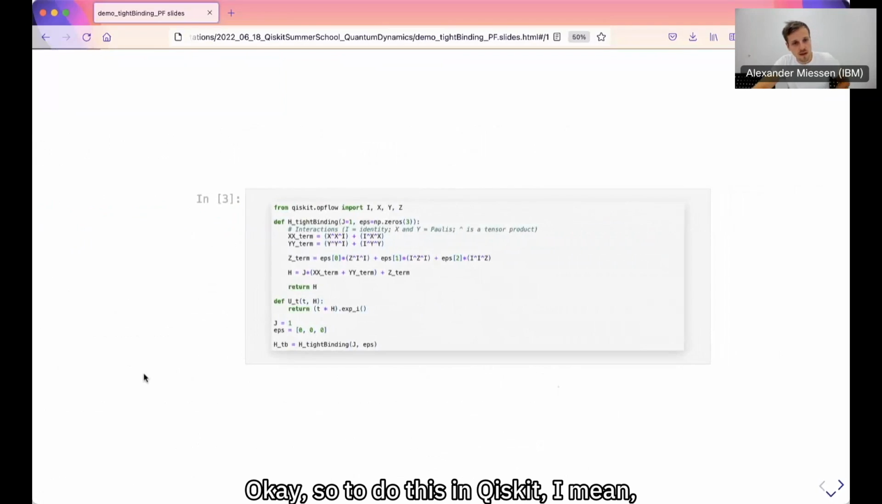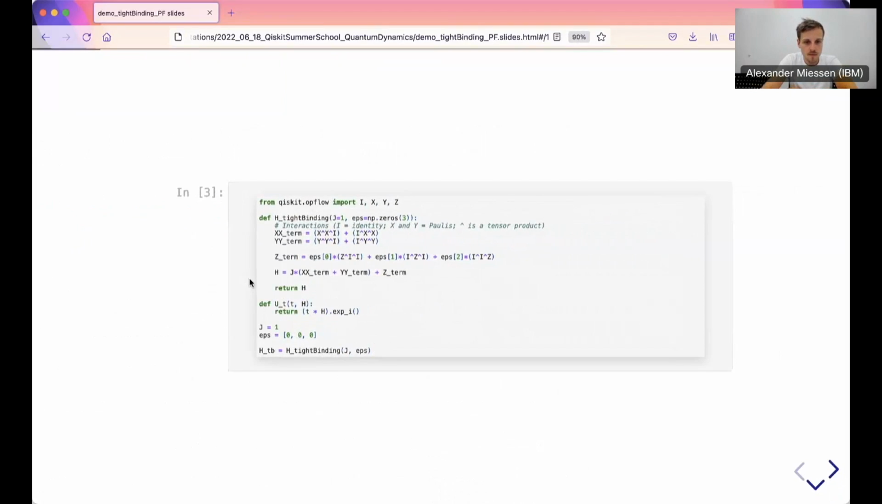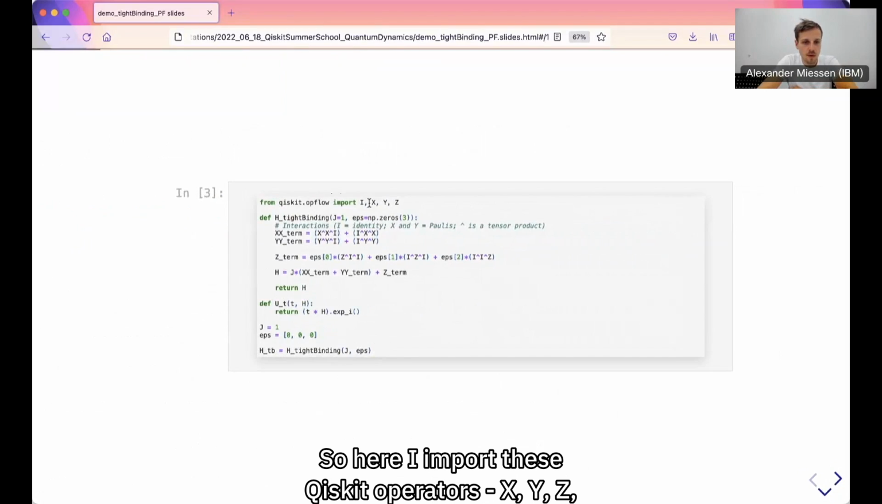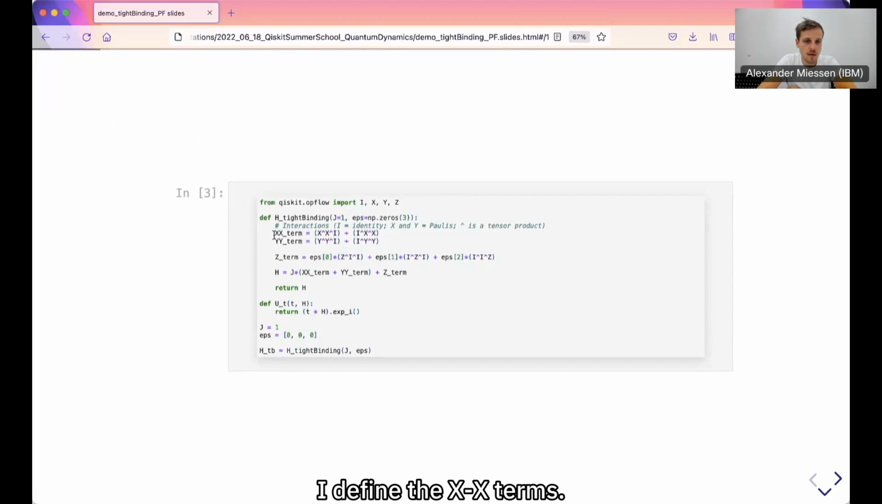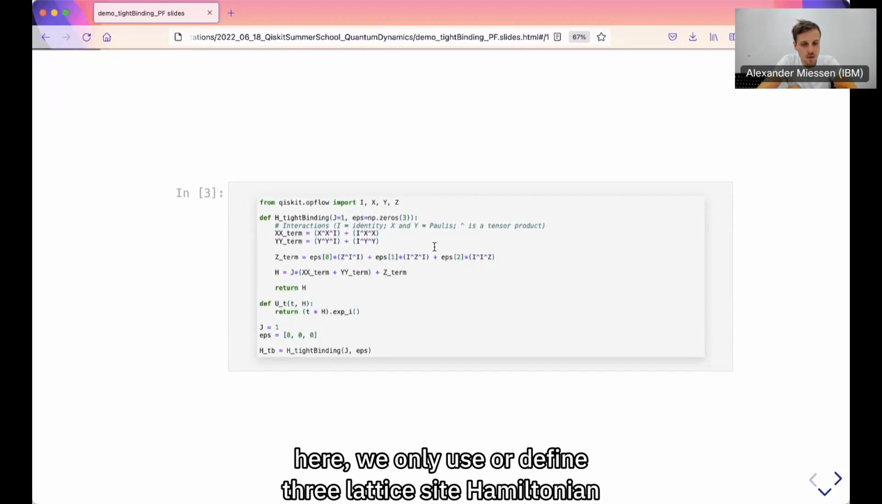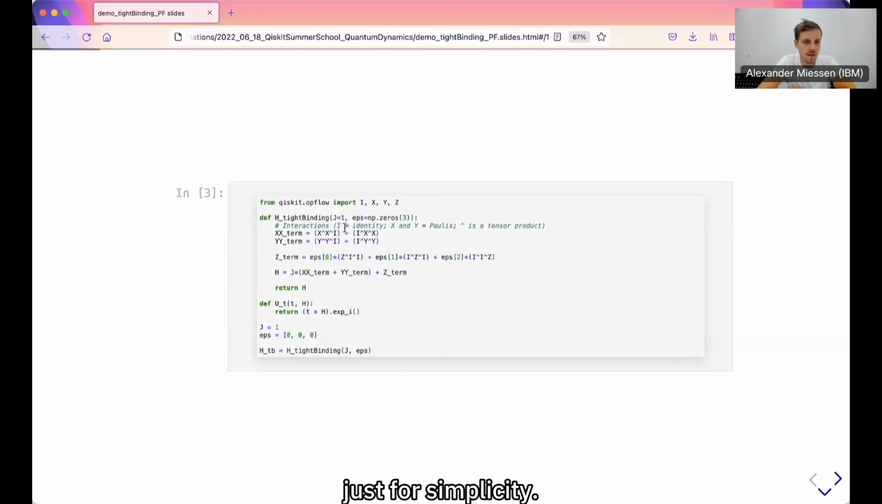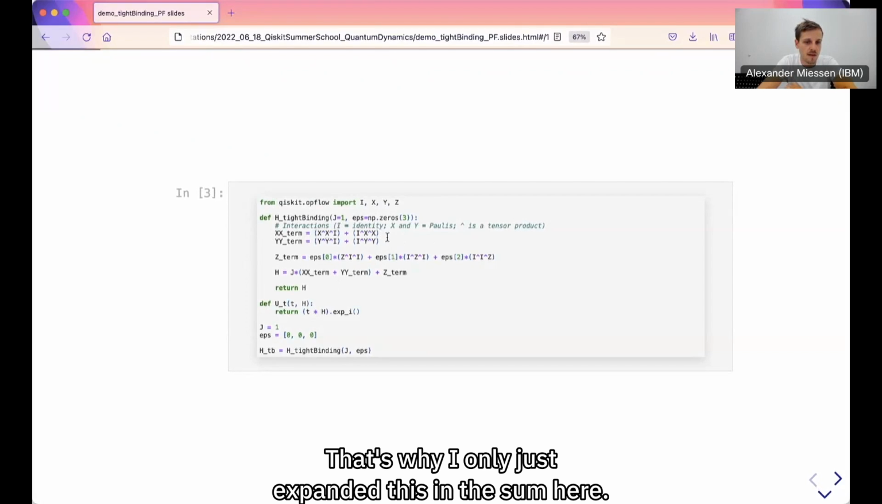Okay, so to do this in Qiskit, before I imported a bunch of packages, which you will see when this notebook is made available. Here I import these Qiskit operators X, Y, Z, which are Pauli operators, and the identity to define the tight binding Hamiltonian. In the first row, I define the XX terms, and in the second row, the YY terms. Here we only define a 3 lattice site Hamiltonian, just for simplicity. That's why I just expanded this in the sum here.